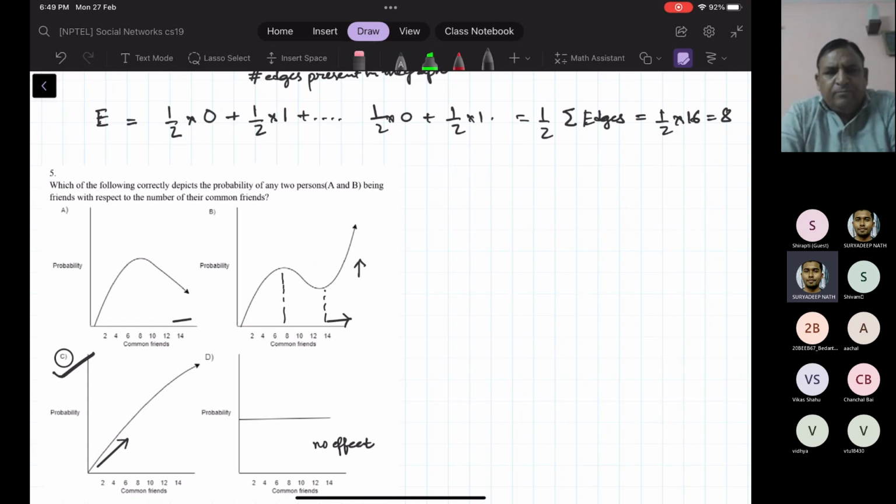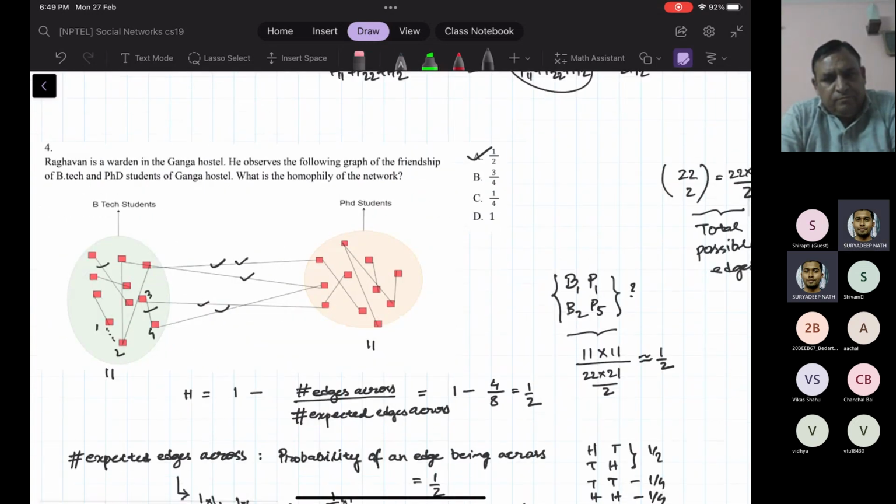Okay, sir. And I have one more question also, sir. I want to know the major differences between homophily and heterophily in intra-community and inter-community. So homophily is basically when the communities are well connected. If you look at this graph, a high homophily indicates that the BTech students are well connected among themselves, and the PhD students are well connected among themselves. Homophily means homo, the word homo stands for same, and phily means liking something. So the same people like the same kind of people, like birds of the same feather.